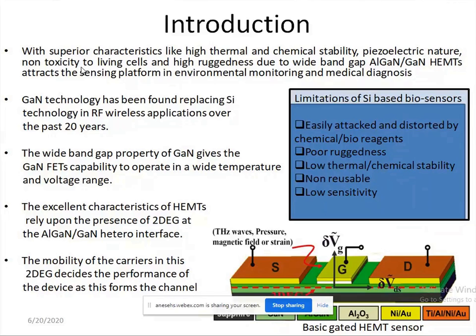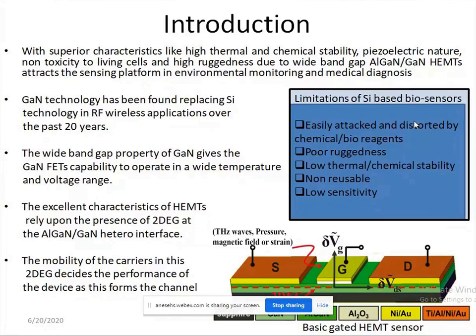It is the high ruggedness of this HEMT that has gained the sensor field's attention to this particular device. If we check the market, we can find a large number of sensors. Most of the sensors are based on silicon devices. However, when silicon-based biosensors are considered, these are easily attacked by chemical or bioreagents. As we know, silicon is a material that can easily be etched by bases. If a solution like KOH, potassium hydroxide, is considered, and we keep a silicon-based device in it, then the sensor surface gets degraded or corroded.